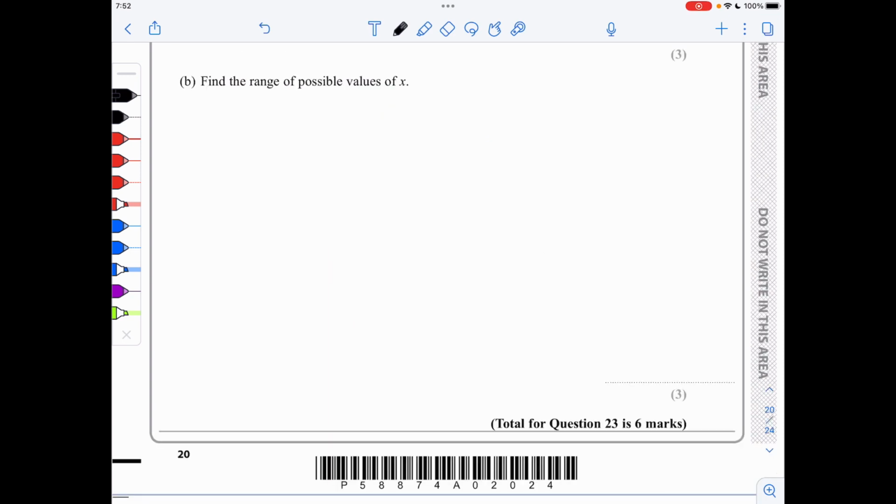In B, we are asked to find the range of possible values of x, and I will start by finding the critical values by solving 2x squared minus 21x plus 40 is equal to 0. This factorizes into 2x minus 5, x minus 8, and therefore either 2x minus 5 is 0 or x minus 8 is 0. So we have that the critical values are 5 over 2 and x is 8.